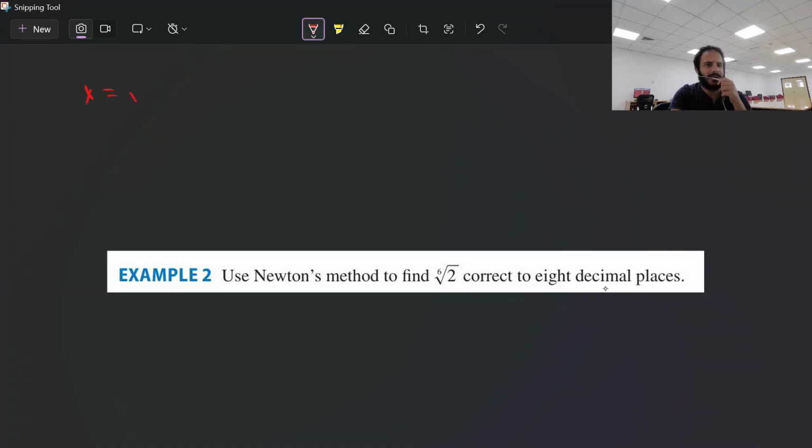So x equals 6th root of 2. Then you raise both sides to the 6th power, okay? You get x to the 6 equals 2. Subtract 2 from both sides, you get x to the 6 minus 2 equals 0. Then what's your function? f of x equals x to the 6 minus 2, right? What's the derivative of this? 6x to the 5, right?